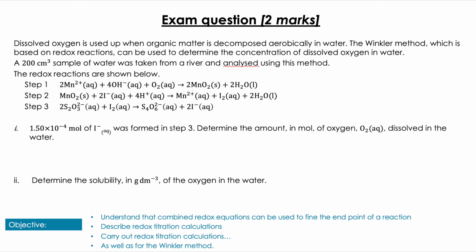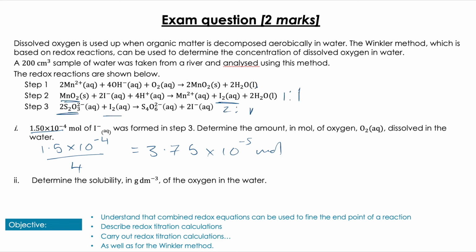Okay, so all we're going to do here is take the number of moles of iodine formed in step 3 and determine the amount of oxygen. We're going to divide it by 4, remember, which gives us 3.75 times 10 to the minus 5.